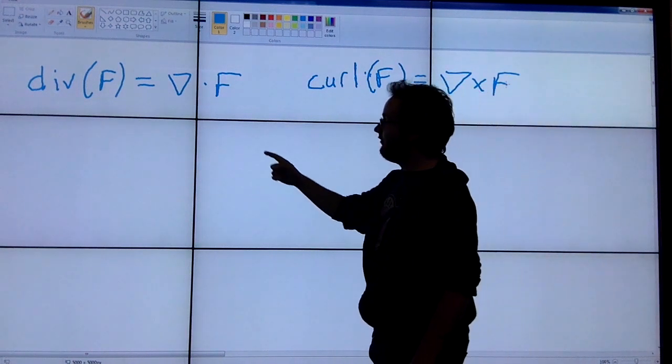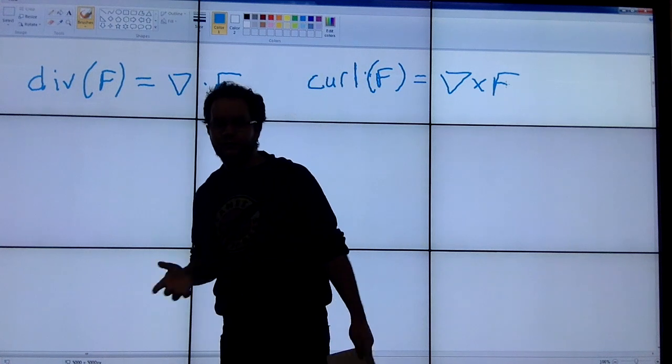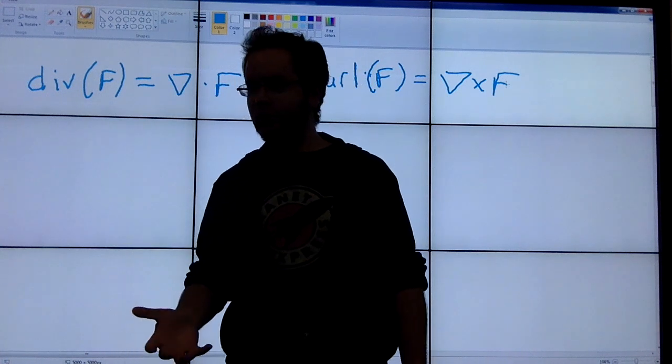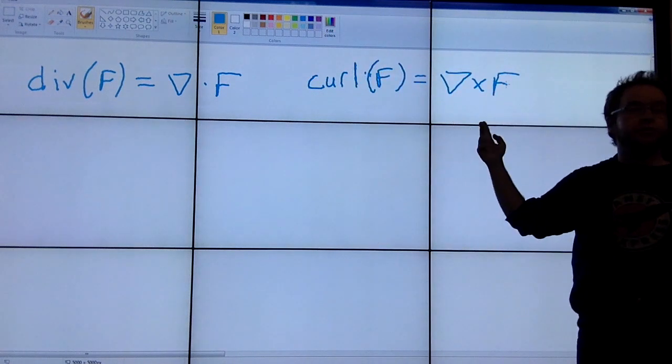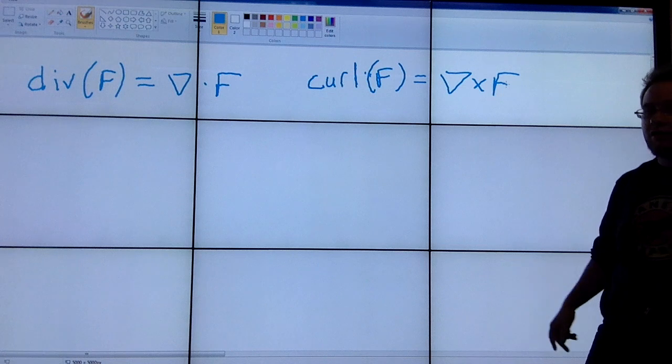All right? This is the gradient dotted with the vector field. So the result is a scalar, or some function that's not a vector. But anytime you do a cross product, the cross product always returns a what? Vector. The cross product always returns a vector.